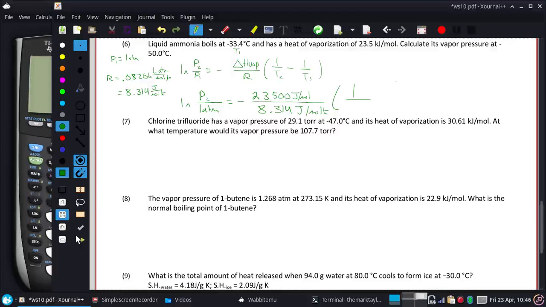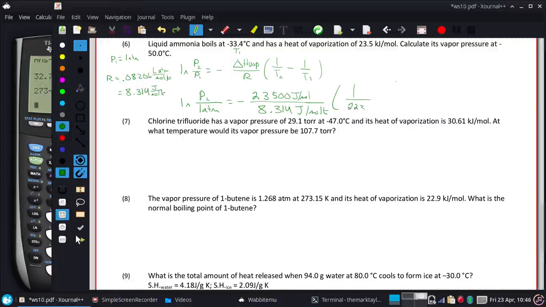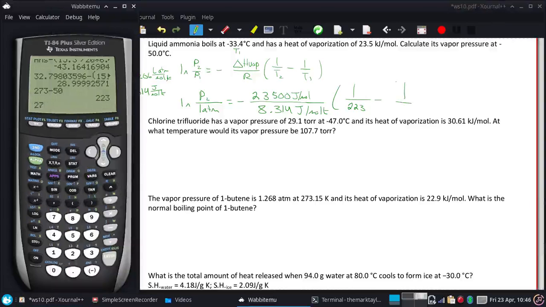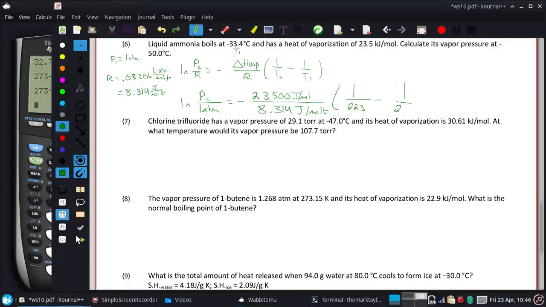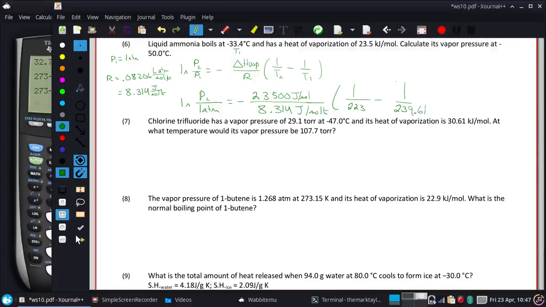And the only math I really will need to do is the two different temperatures. So I have negative 50, so 273 minus 50. T2 is 223, and T1 is 273 minus 33.4, which is 239.6. Now that one I have, and I'll have to do 2 here, units.